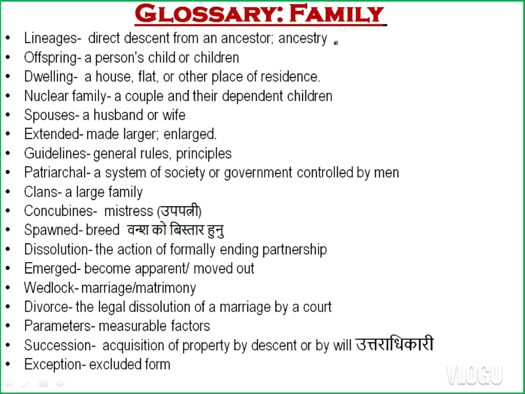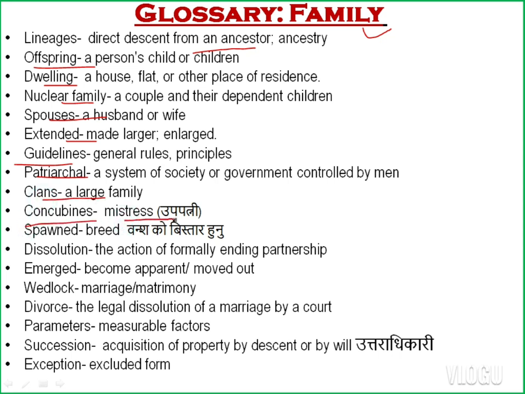Then glossary terms, some of the difficult words from the passage. Lineages, direct descent from an ancestor or ancestry; offsprings, a person's child or children; dwelling, a house or flat; nuclear family, a couple and their dependent children; spouses, a husband or wife; extended, made larger or enlarged; guidelines, general rules and principles; patriarchal, a system of society or government controlled by men; clans, a large family; concubines, mistress.